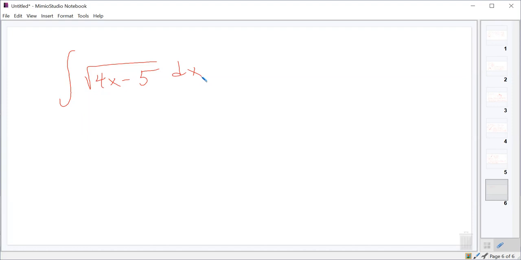Exactly. This is the chain rule, but in reverse. So we need to look at this as if it is a composition of two different functions. The 4x minus 5 is inside some other function. It's inside the square root function. So we are going to let u equal 4x minus 5. Goodbye, 4x minus 5. We hate you. If u is 4x minus 5, that means we're going to turn this into the integral of root u.